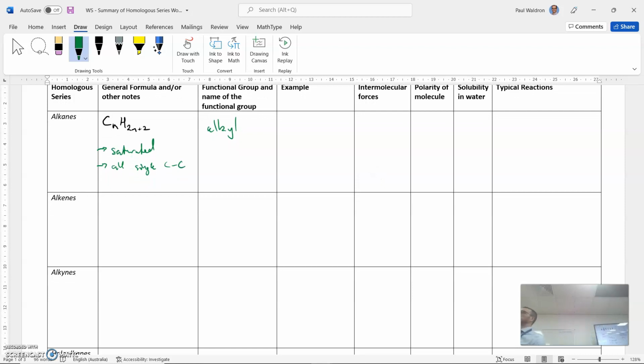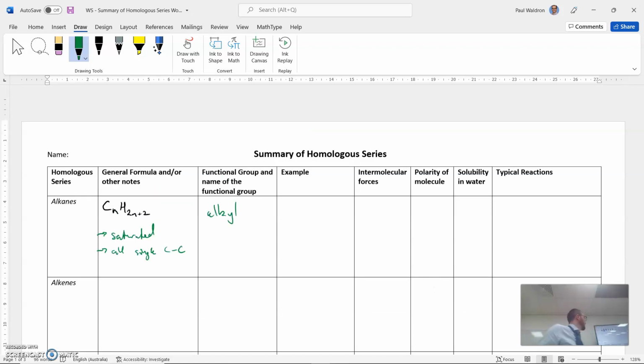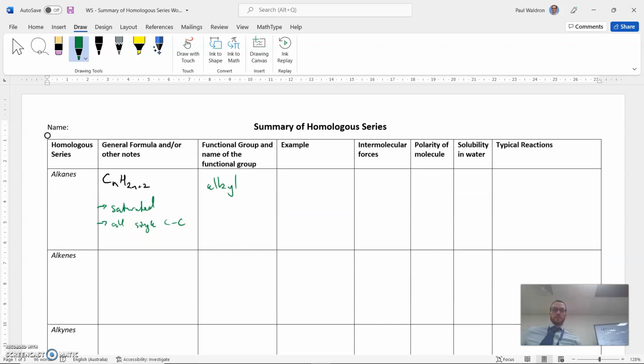The one I handed out is not the same as this. You've already been given this. Here's the summary sheet. It's got that at the top. Okay. Example.